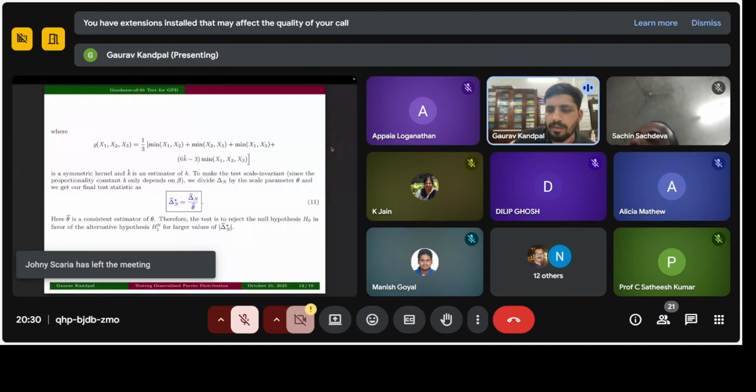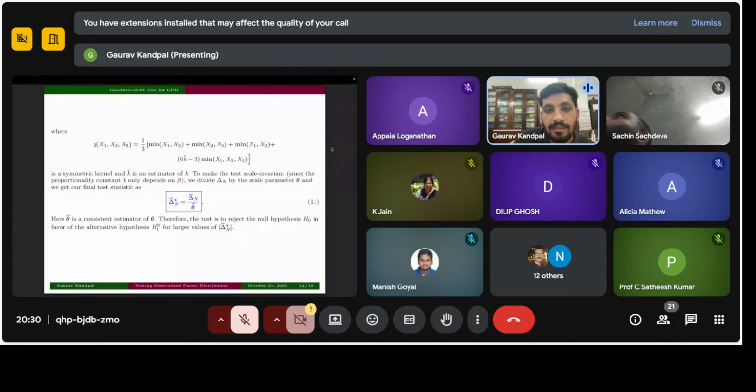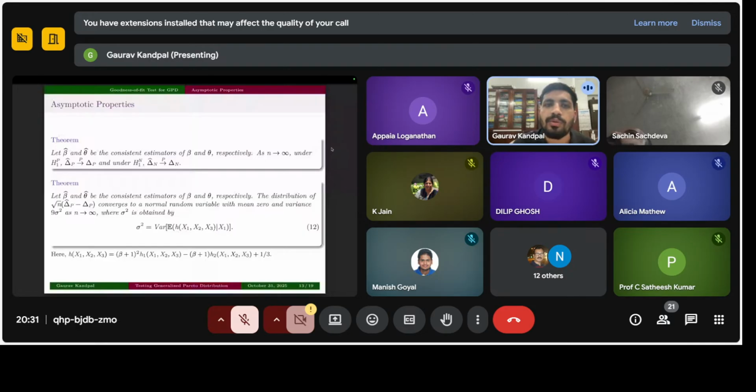As you saw, we have used the U statistic theory to provide the test. So, using the central limit theorems and asymptotic theory of U statistics, we have asymptotic properties also. In these two theorems, the first one says that if beta hat and theta hat are consistent estimators of beta and theta, then delta hat p and delta hat n will also be consistent estimators for delta p and delta n. Further, we have an asymptotic normality condition, as you can see in equation number 12.